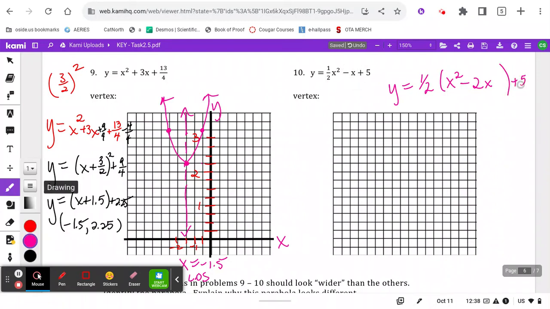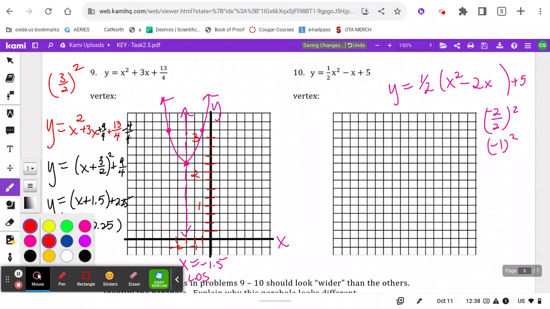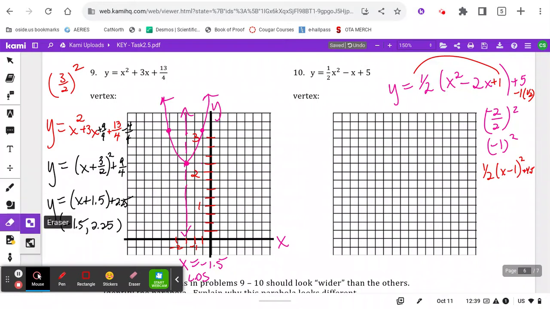And then we're bumping the 5 over for now. Then we're going to do the B work on the negative 2 divided by 2, or negative 1, squared. 1 times 1 is just 1. So I add 1 half times and I subtract 1 half times because of that coefficient. So I'm going to get 1/2 times (x minus 1) squared, and then 5 minus a half is 4.5.